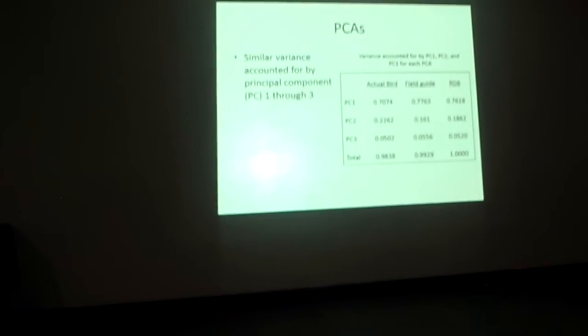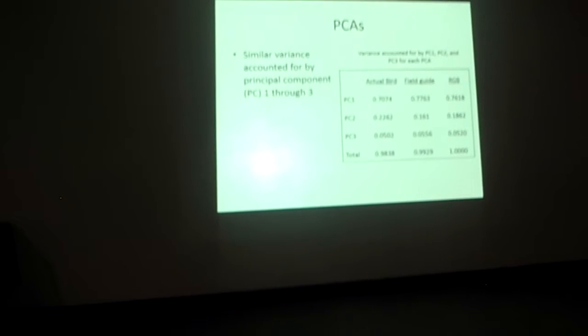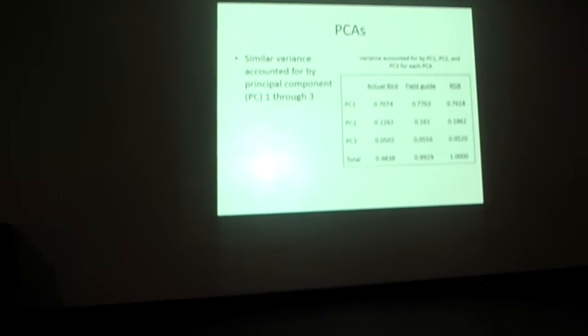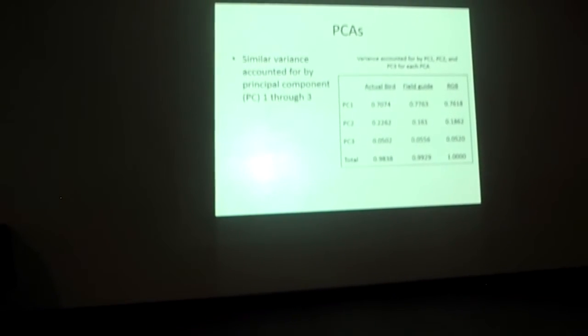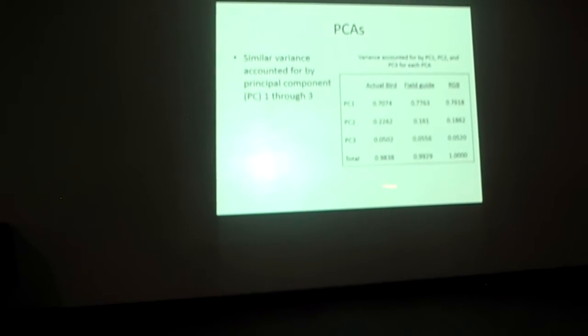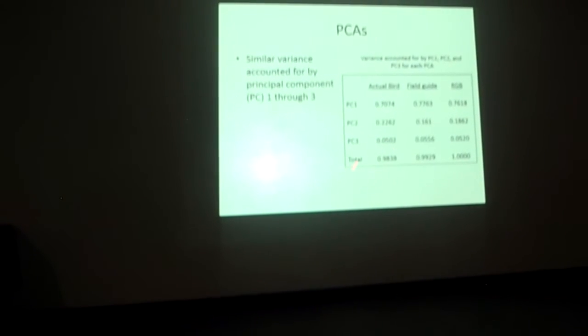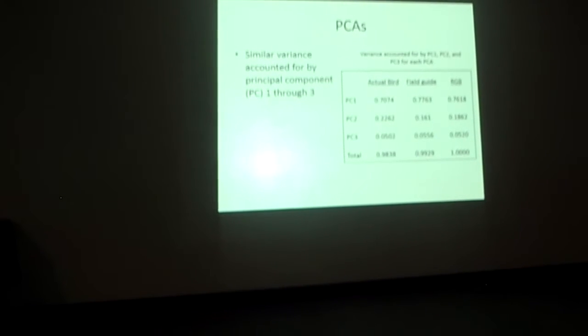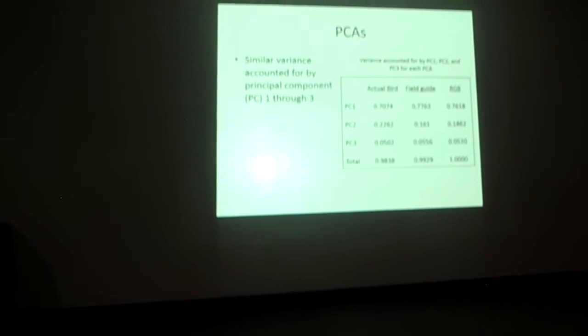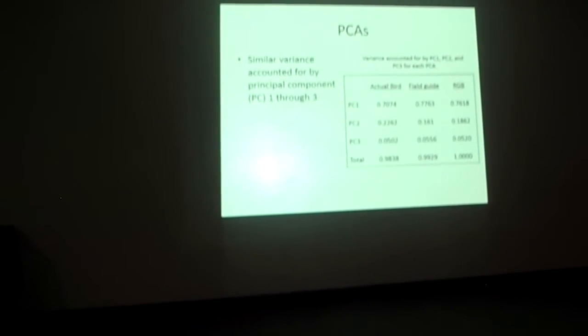So for the principal components analysis, we have these 73 different bird elements, and for each of those curves there are 90-some data points. The principal components analysis for the actual bird can account for over 98% of the variation with 3 PCs. Similarly for the field guide, they can account for over 99% of the variation with the 3 PCs. And the RGB, of course, has just 3 variables, so they can get all of it with 3.